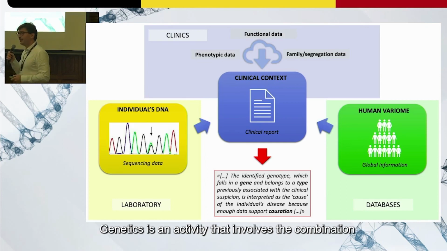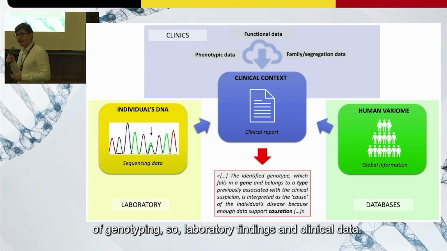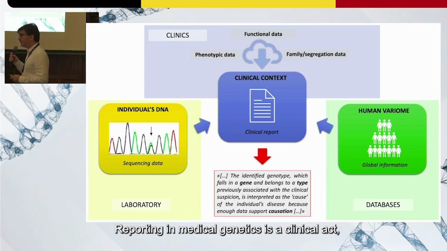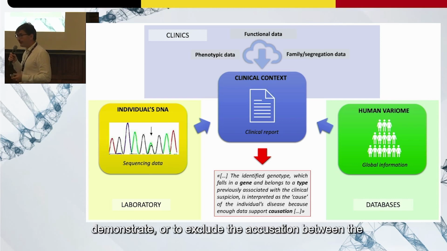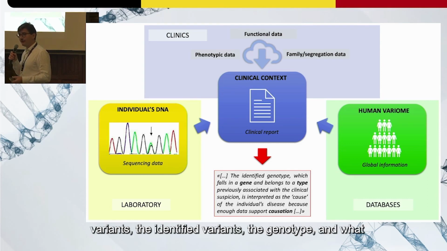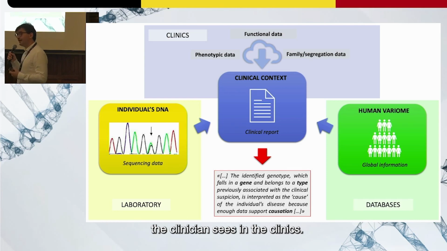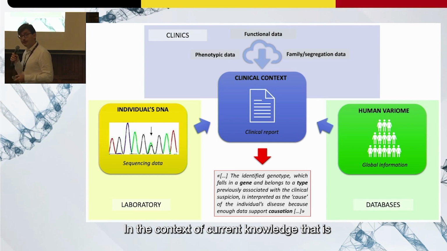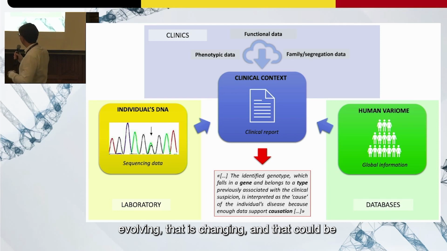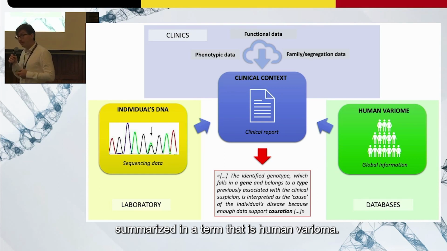Reporting in medical genetics is an activity that involves the combination of genotyping, so laboratory findings, and clinical data. Reporting in medical genetics is a clinical act, a medical act aimed to support, to demonstrate, or to exclude a causation between the identified variants, the genotype, and what the clinician sees in the clinics. In the context of current knowledge that is evolving, that is changing, and that could be summarized in a term that is human variome.